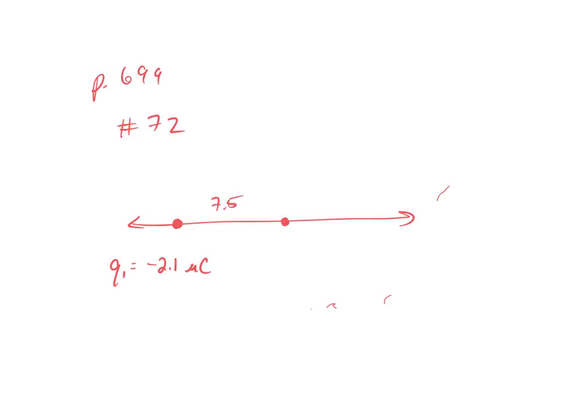Charge 3 is at 11 with a charge of negative 1.8 microcoulombs. What are the direction and magnitude of the total force on charge 1? All right, so we're going to look at charge 1. That's our area of interest.